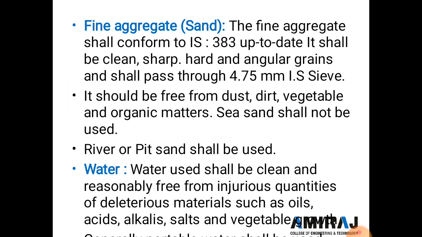The second material we use is fine aggregate, also called sand. The fine aggregate shall conform to IS 383 up to date. It shall be clean, sharp, hard and angular grained, and shall pass through the 4.75 mm sieve. Only 4.75 mm sieve passing sand is used in plastering work. It should be free from dust, dirt, vegetable and organic matter. Generally sea sand is not used in construction because of its salt content; we use only river sand or pit sand.